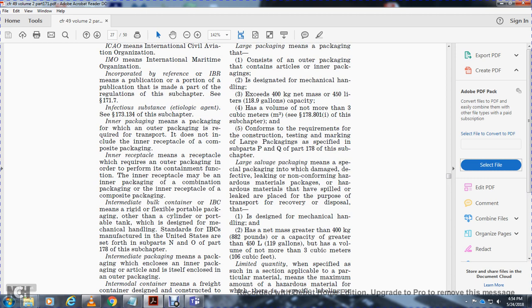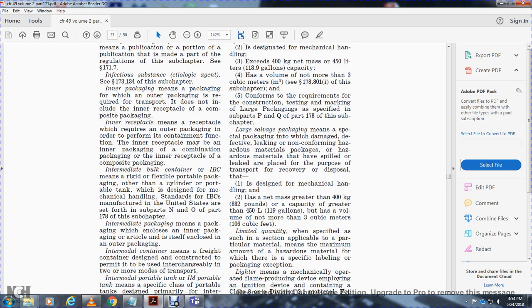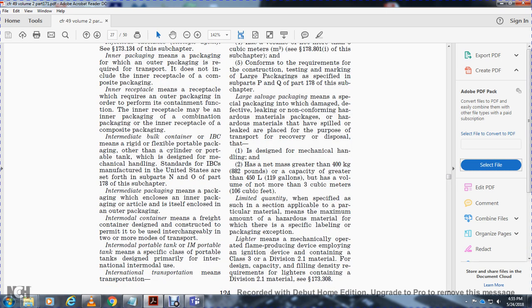Intermediate packaging means a packaging enclosed within an outer packaging and enclosing an inner packaging. Intermodal container means a freight container designed and constructed to permit it to be interchangeably used in two or more modes of transportation. Intermodal portable tank, or IM portable tank, means a specific class of portable tank designed primarily for international intermodal use.